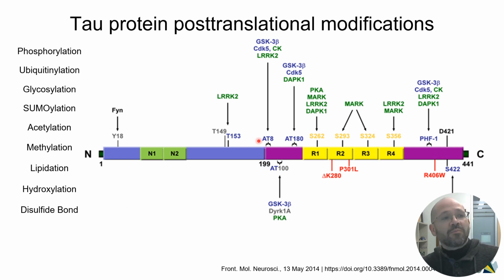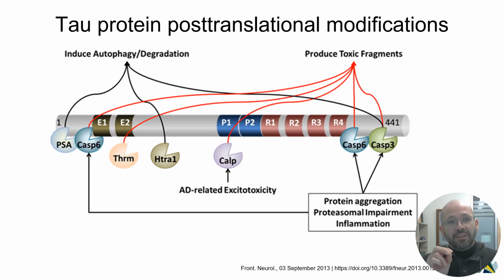So tau is heavily post-translationally modified, and how the combination or the temporal accumulation of these post-translational modifications, and their impact on the transition from biological to pathological role, are currently heavily studied. In addition to the specific addition of molecules, there is also cleavage of the tau protein by specific caspases and calpain, for example, that can generate truncated forms of tau protein that lead to the formation of toxic fragments or aggregated forms of tau.